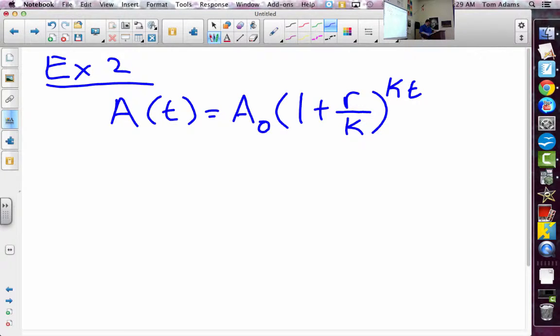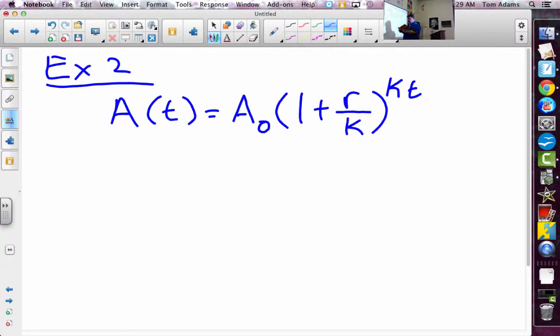And so now if I differentiate this, there are some interesting things that take place. So I'm going to show you how we would do that.